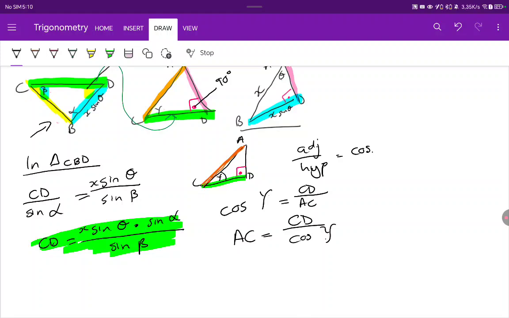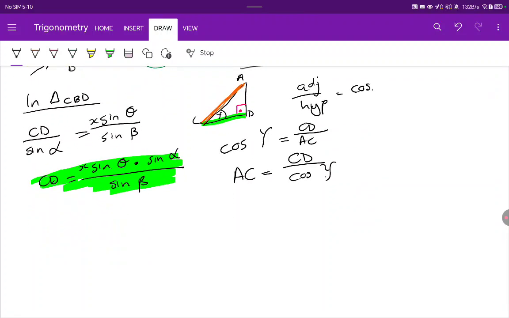Okay, now substitute. Can you substitute and change the values? Yes, we can add CD. AC is equal to x sine theta times sine alpha divided by sine of beta. That is my numerator. What is my denominator?